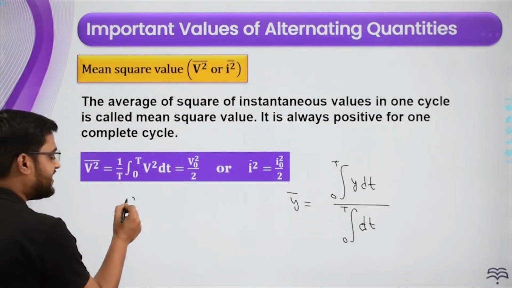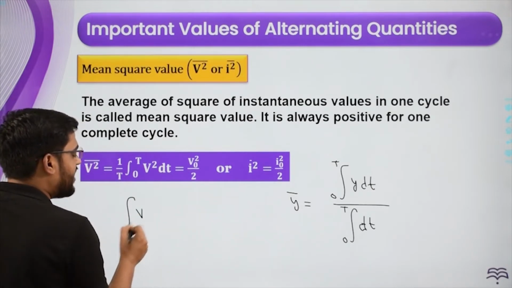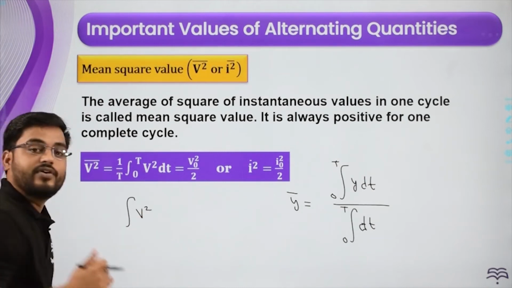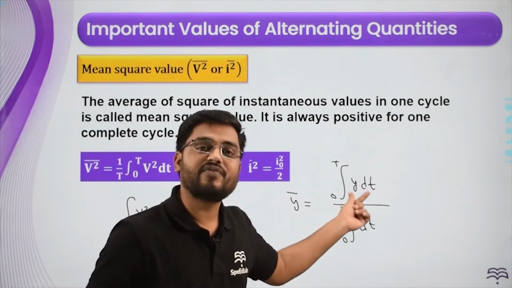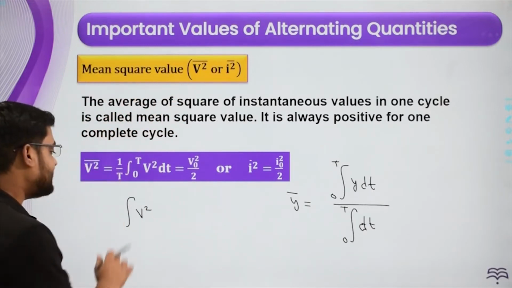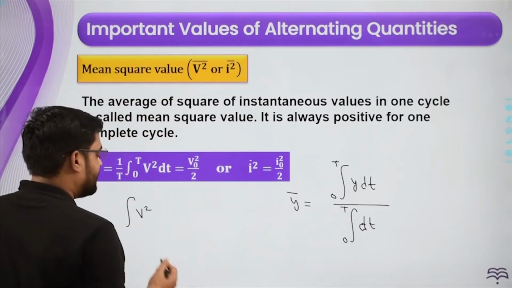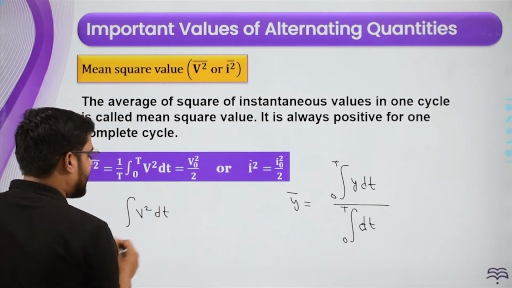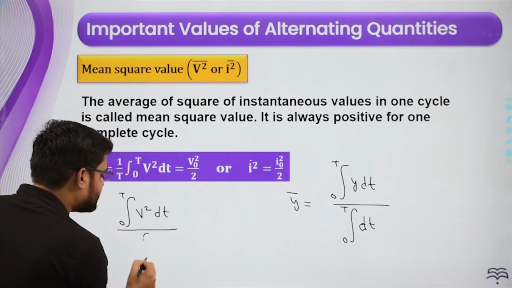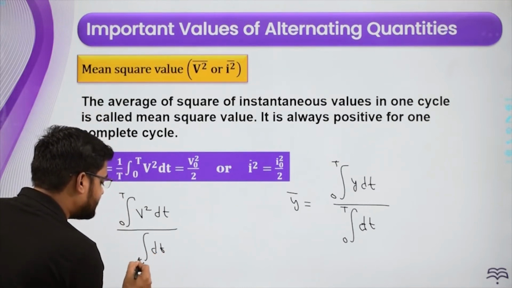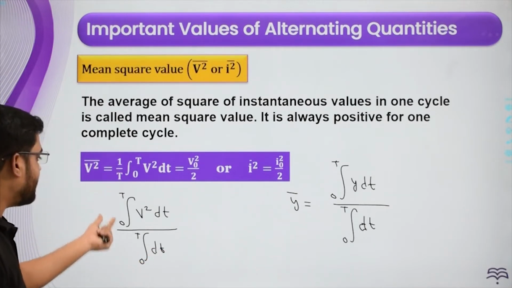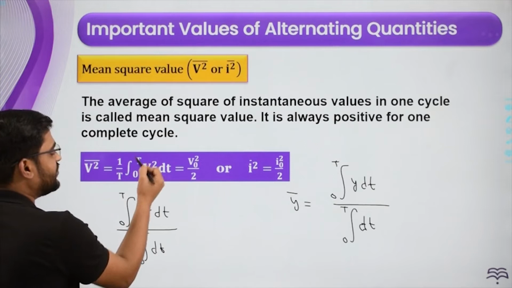So it is going to be integration. Instead of y, I have v. But I want what? Mean of square. So what is my y? Here I am finding the average of y. I am finding here mean of square values of v. So v square will be replaced with the y, and then it is dt, and I want full time period, so 0 to T, and divide by integration dt from 0 to T. So this is going to become T, right? Capital T. So that is 1 by T integration 0 to T v square dt.